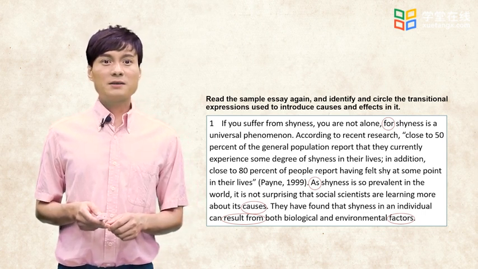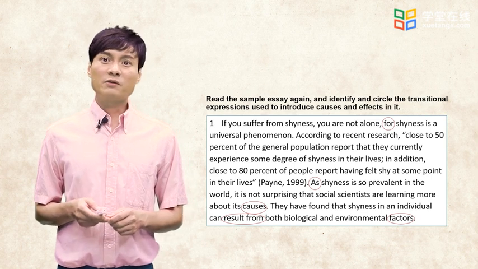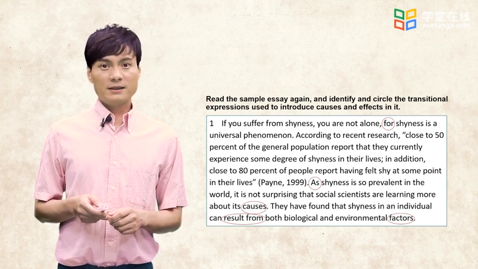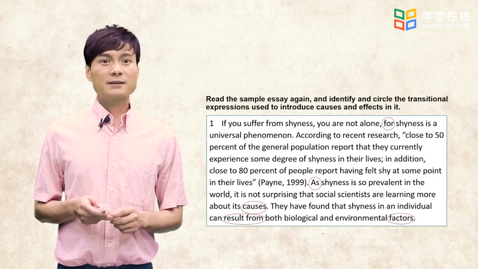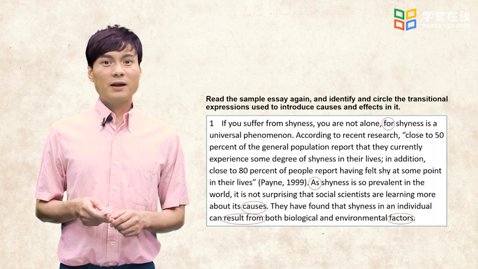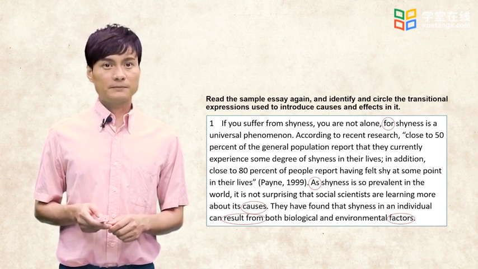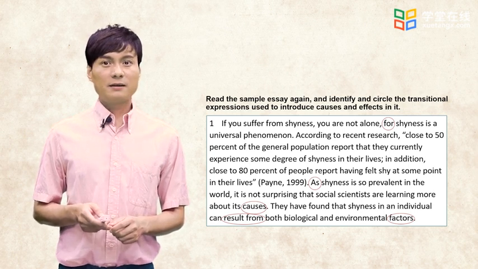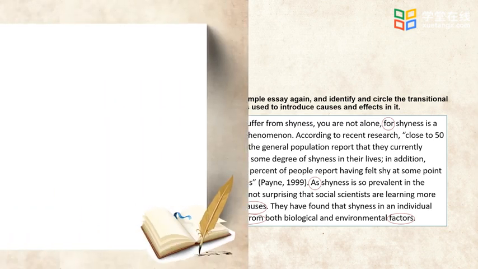Result from is a verb phrase we frequently use to introduce both effects and causes. For example, in the sentence, X results from Y, X is the effect and Y is the cause. However, there is another expression, result in, which means exactly the opposite. The last word is factor, which refers to a cause too.